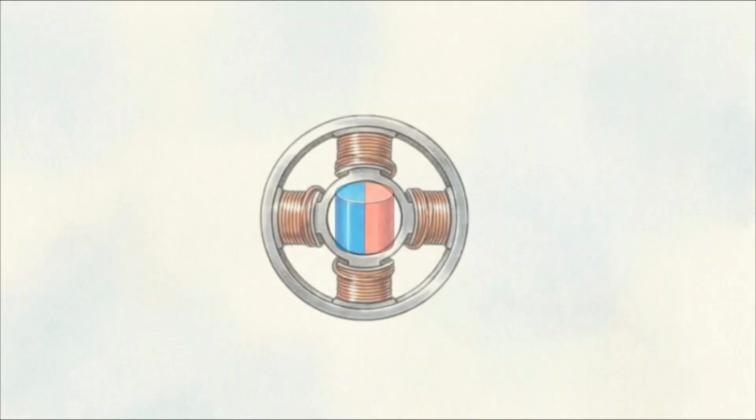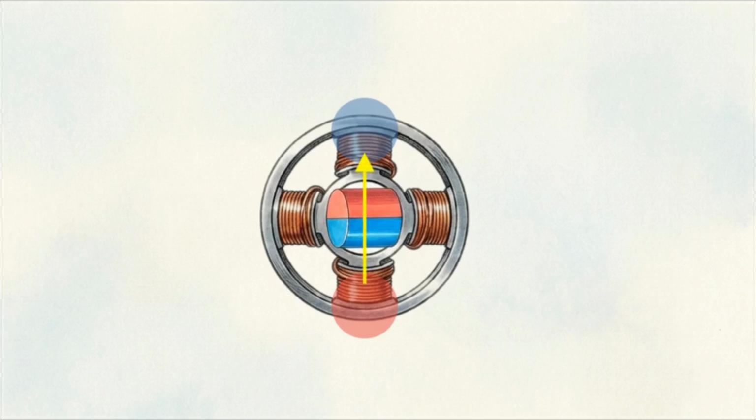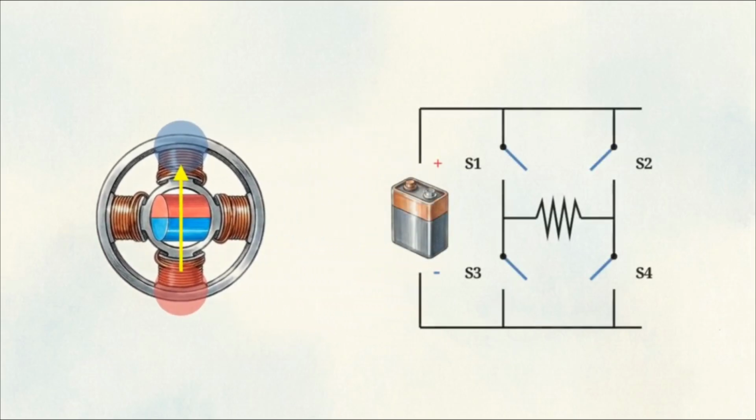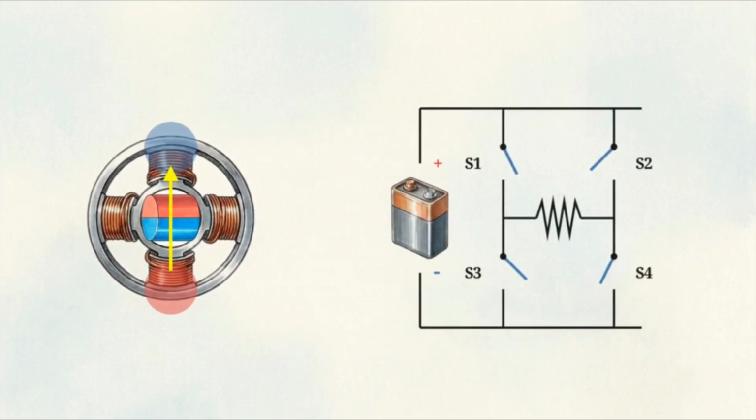This diagram illustrates the baseline architecture of a permanent magnet stepper motor. It consists of a diametrically magnetized cylindrical rotor, one half north, the other south, surrounded by a stationary stator containing 4 wire coils. By energizing 2 opposing coils, we create a dominant electromagnetic vector. The permanent magnet rotor immediately snaps to align its poles with these active coils.